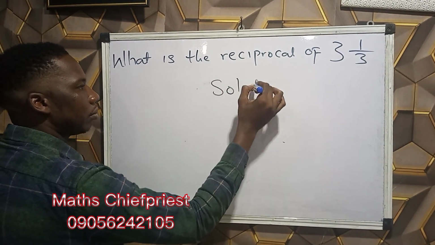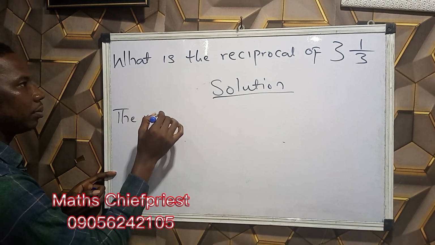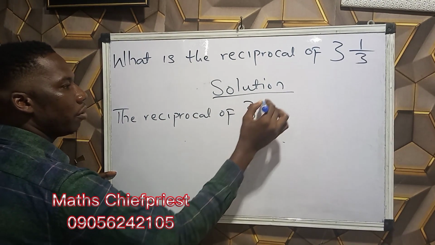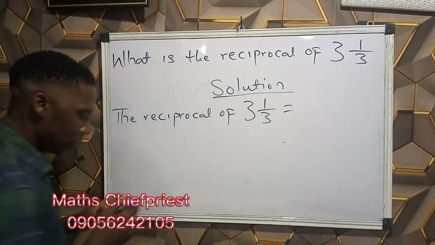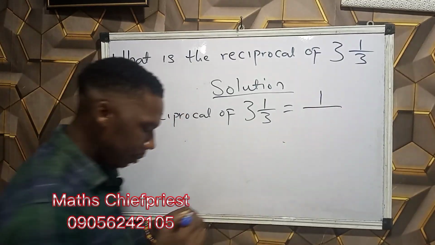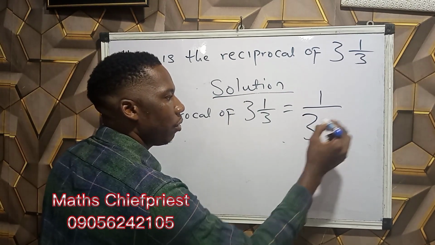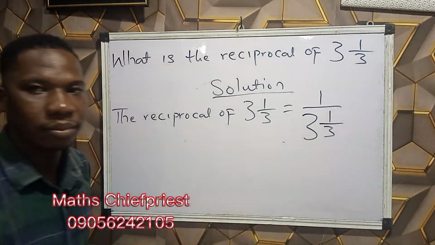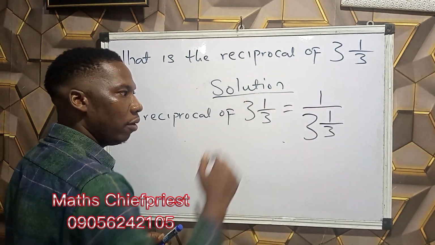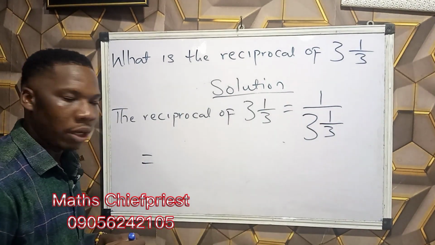Solution: the reciprocal of 3 whole number 1 over 3 is equal to 1 over 3 whole number 1 over 3. This is 1 dividing your value, which is equal to, change this to an improper fraction.